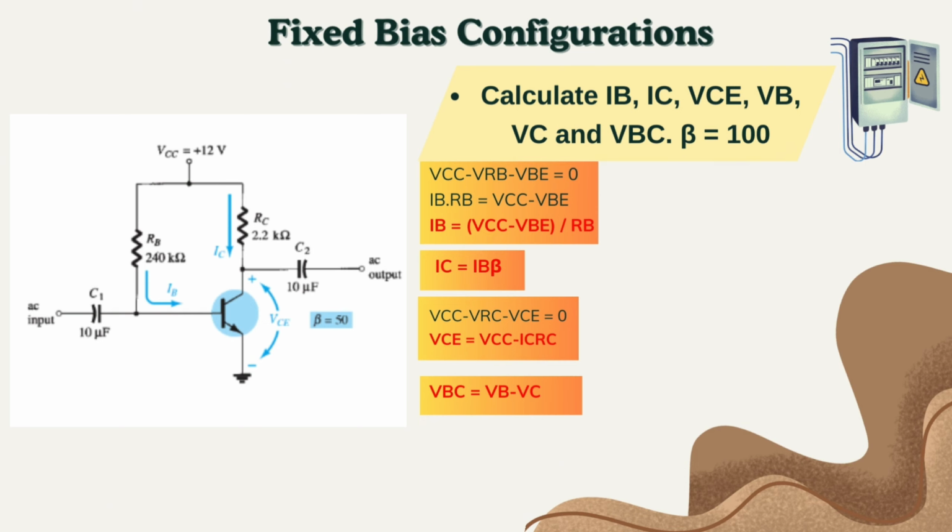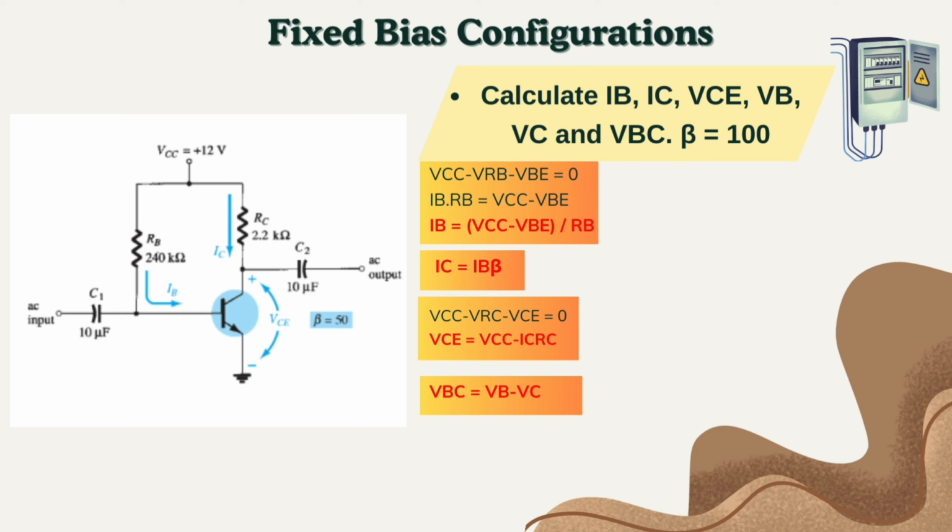By using Kirchhoff's voltage law, we get VCC minus VRB minus VB equal to 0 on the base part. Using Ohm's law and rearranging the equation, we get IB multiplied by RB equal to VCC minus VB. The final equation we get is IB equal to VCC minus VBE divided by RB. To find IC, we need to multiply beta with IB.